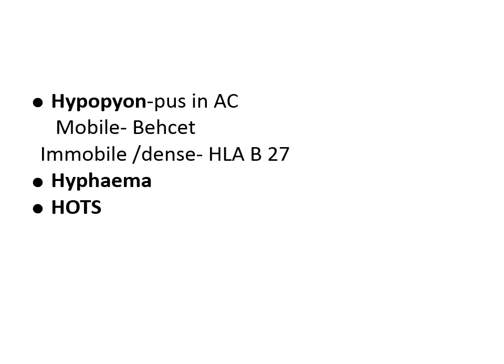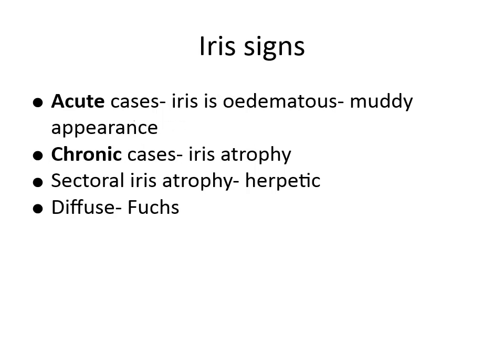Then you see hypopyon. What is hypopyon? It is nothing but pus in the anterior chamber. Now where do you get a shifting or mobile hypopyon? One is Behçet's, and a dense immobile hypopyon you mainly see in HLA-B27 diseases. Next, what is hyphema? It is nothing but blood in the anterior chamber. That is also seen in certain cases of uveitis. Now I've got a mnemonic for the causes of hyphema. It is called HOTS, where H is for herpetic uveitis, O is for ophthalmia nodosa, T is for trauma, and S is for syphilis.